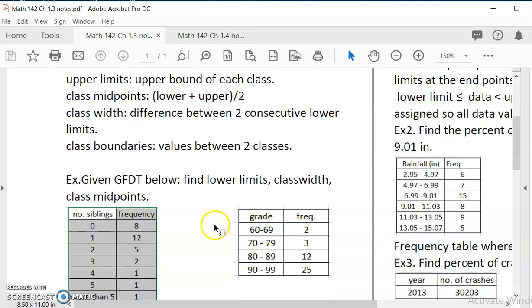Presumably, all frequency distribution classes should have the same class width. You don't jump around by saying, oh, this is different by 10 and this is different by 5. Usually they have the same class width.